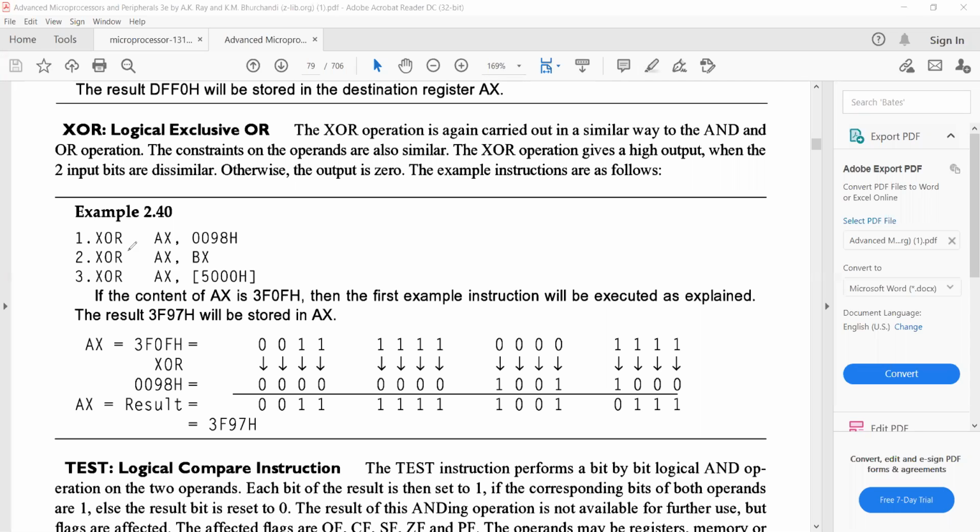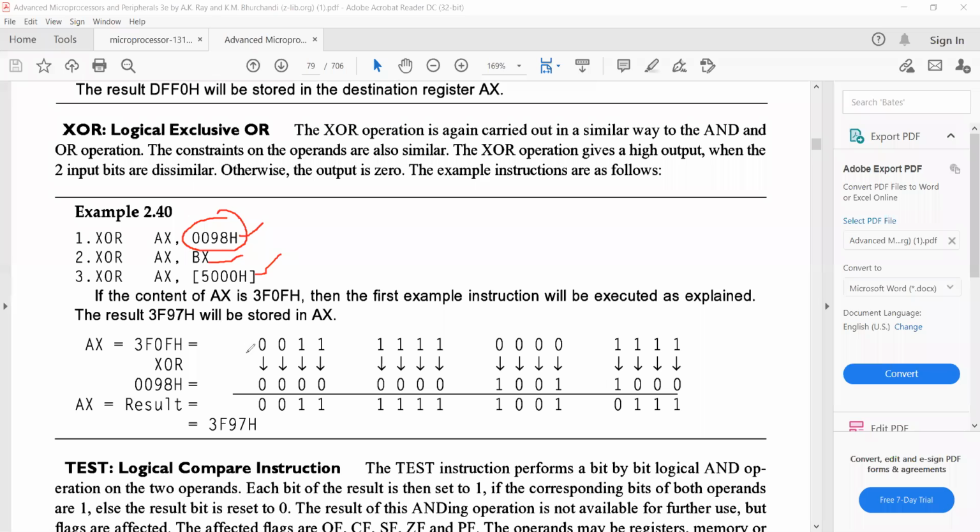This XOR instruction can be used in two to three different addressing modes here. If you see, this is immediate addressing mode because we are directly specifying the data here as 0098. This is the data. And here we have two operands that are registers, so this comes under register addressing mode, and this comes under direct addressing mode because we are specifying the direct address of the data. So in these three addressing modes, you can use this XOR operation.